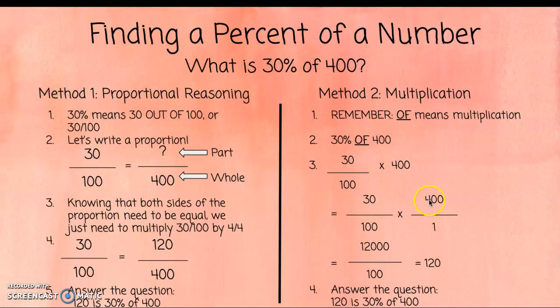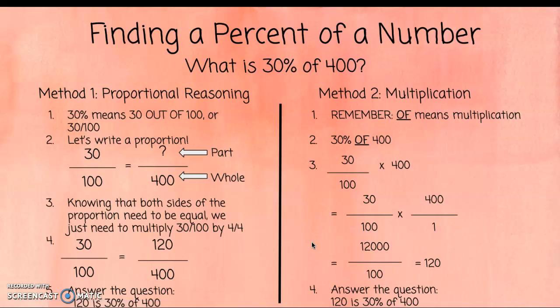30% times 400 over 1. Remember, 400 over 1 is the same thing as 400. We're going to get 30 times 400 is 12,000. 100 times 1 is 100 because we're just multiplying straight across. And when we simplify, or when we divide, we're going to get 120 because 12,000 divided by 100 is 120. Answer the question. 120 is 30% of 400.